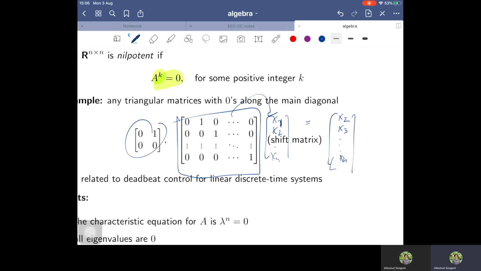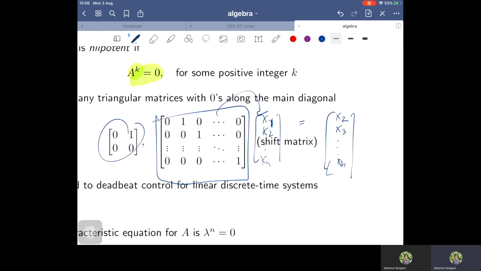Hold on, actually the last row should be 0, I guess. Yes, this might be a typo. All right, the last row should be 0, so the last entry should be 0.